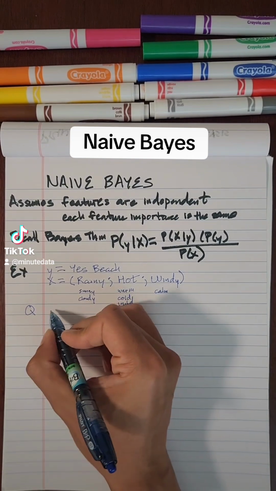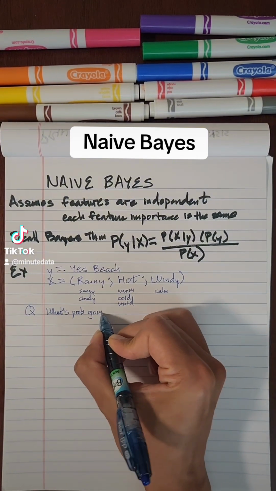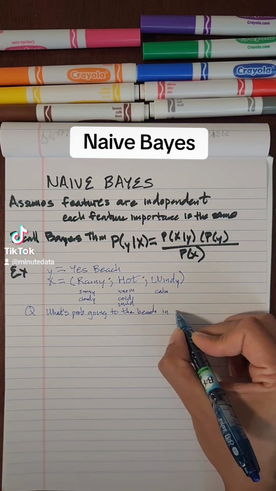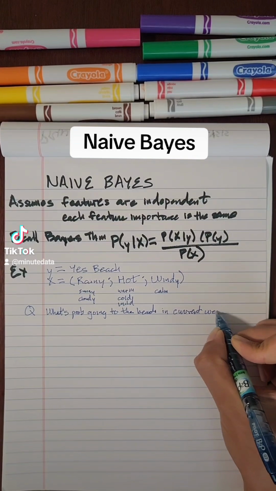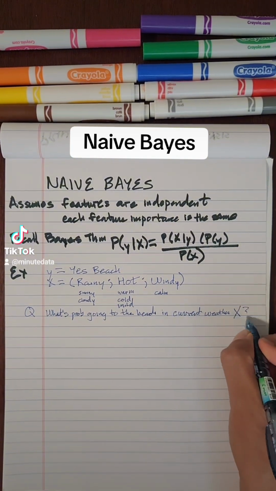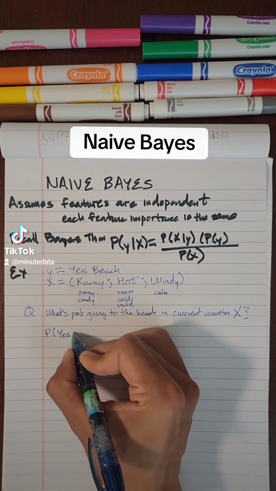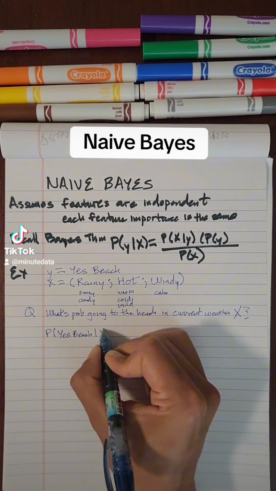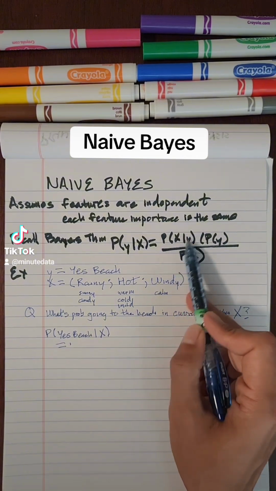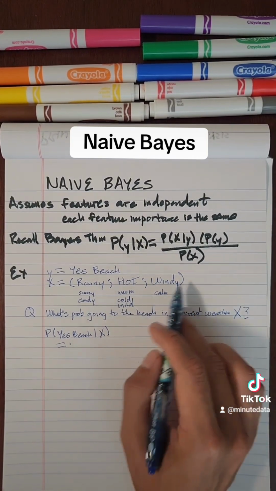So the question is, what's the probability of going to the beach in the current weather X, where it's rainy, hot, and windy? Let's calculate first the probability of yes, beach, given X. This is going to be equal to, leveraging Bayes' theorem, rather than a single X, we actually have a full vector, or three parts of our X. But let's work on the simple part first.